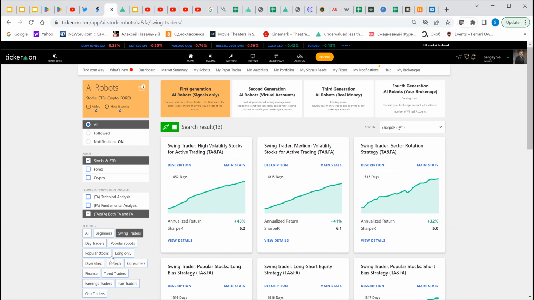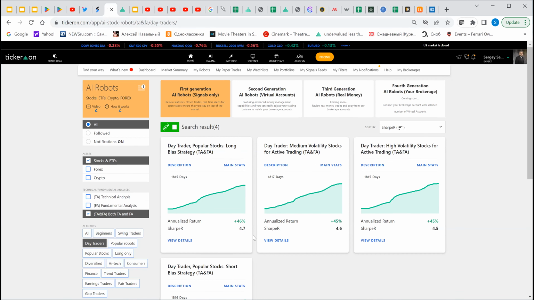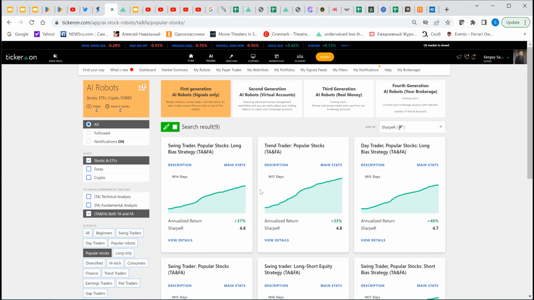So if you take a day trader, now it's going to be only day trading opportunities, day trading robots. If you take popular stocks, these are the robots with the popular stocks. Okay, the next thing you look at is the annualized return for different types of robots. You see here it is all popular stocks. Next, let's go to the view details.